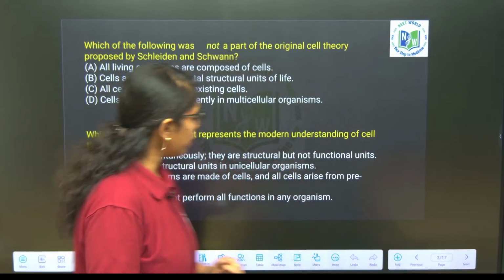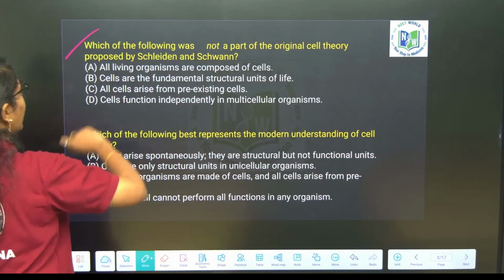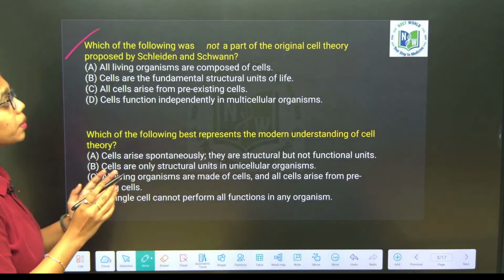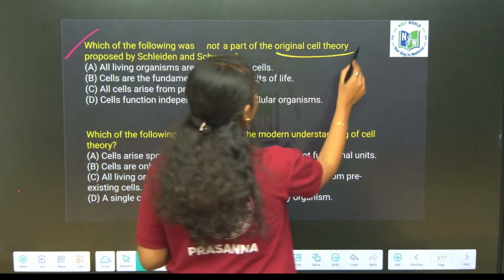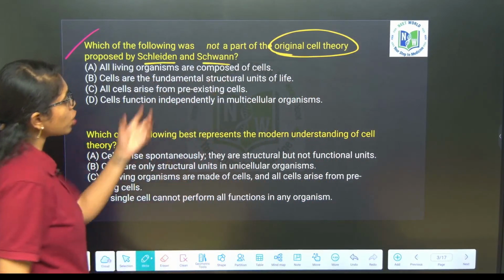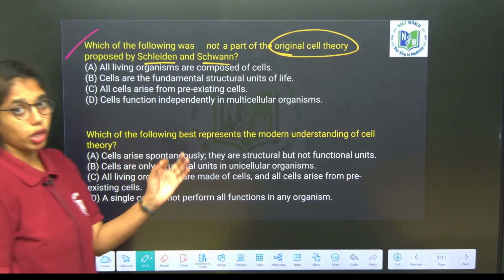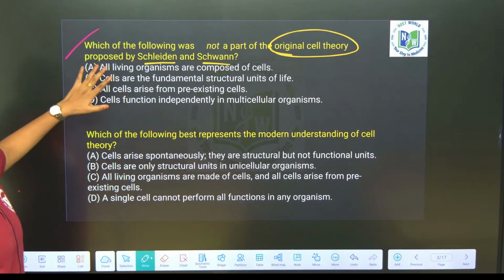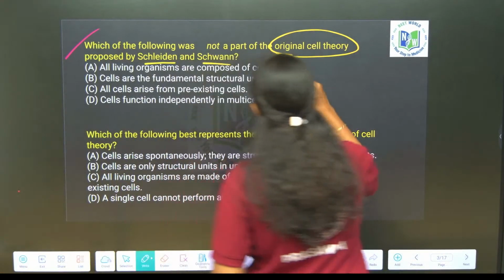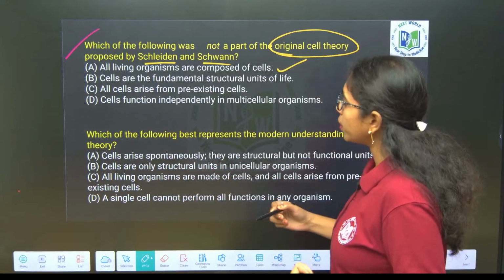Okay. So if you have to look into the first question, which of the following was not a part of original cell theory which is given or proposed by Schleiden and Schwann? Which of this is not a part of original cell theory? Look into the options carefully. All living organisms are composed of cells. Yes, this point is put forward by them.